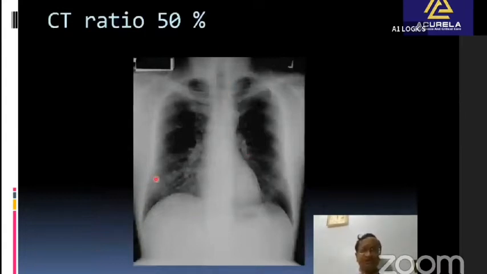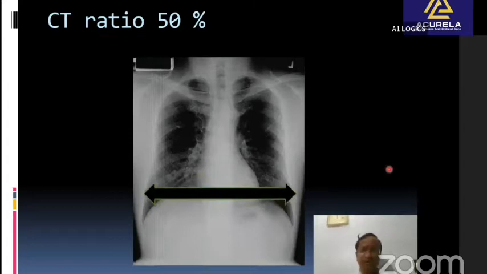Now the CT ratio is 50%. If it is above, then it is cardiac. Now we have to be very clear in how to measure this. This is the maximum bulge on the left side. For the maximum bulge, you have to go to the midpoint of the vertebra. And then again, the maximum bulge of the heart is here. So we have to add this plus this. And if it is more than half of this, then it is called cardiomegaly.